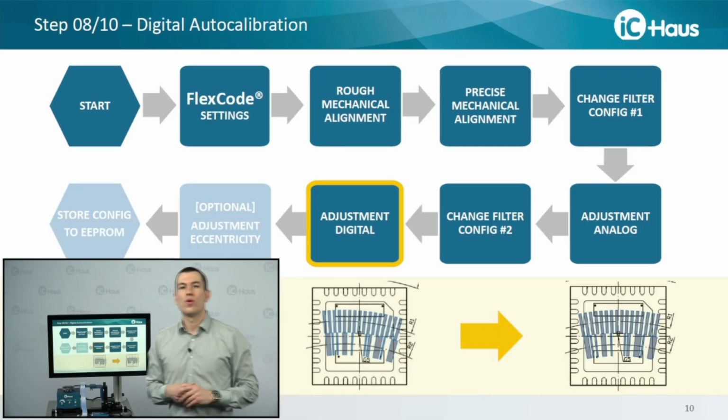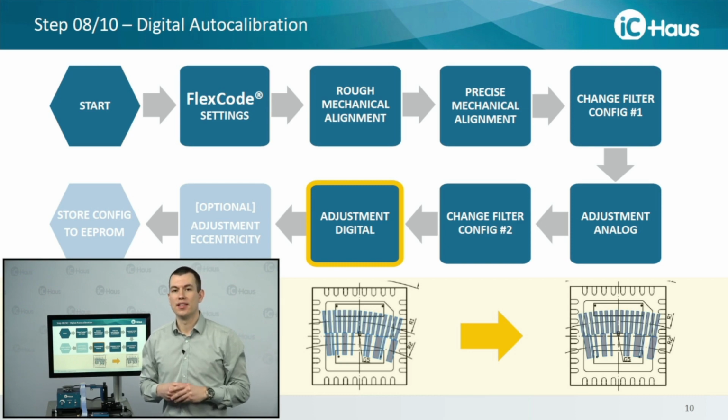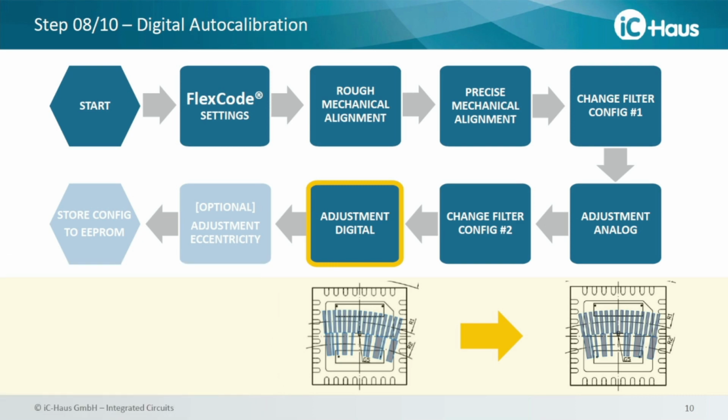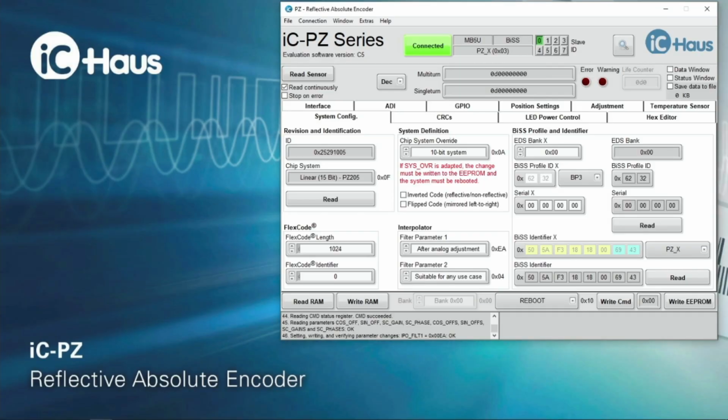So now we are ready for the feature which, if you ask me, is the most impressive one about the iC-PZ series. This is what we call digital auto calibration. And what it's doing is analyzing the position or the alignment between code disk and sensor, and compensating for a misalignment so that the system is actually working as in ideal position. Again, this is just done by triggering a command, very similar to the analog auto calibration.